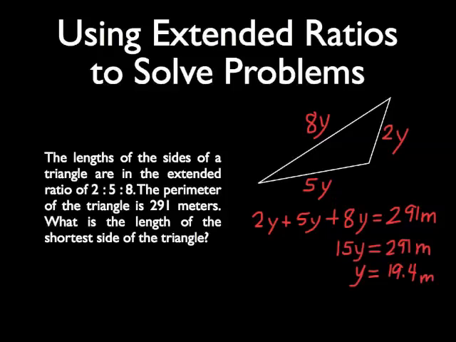To find the length of the shortest side, well, is that going to be the 2y, the 5y, or the 8y? It's kind of a no-brainer. It's going to be the 2y. So to find the shortest side, we simply plug the 19 4/10 into 2y. So 19 4/10 times 2 is 38 8/10 meters.